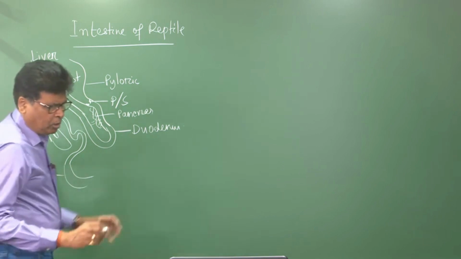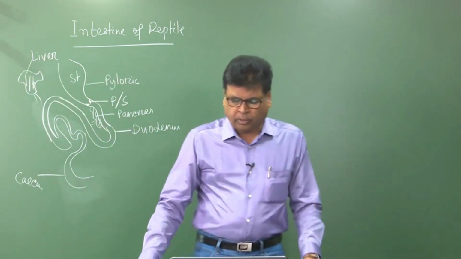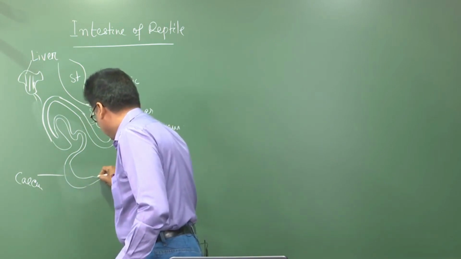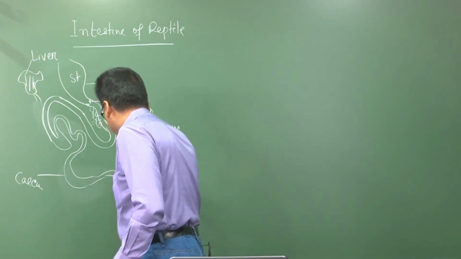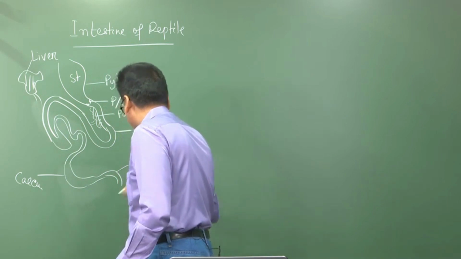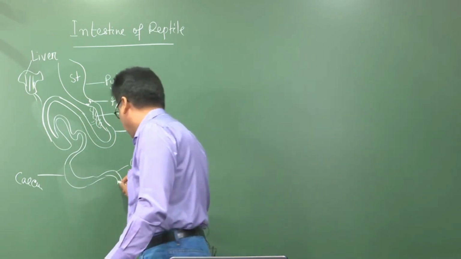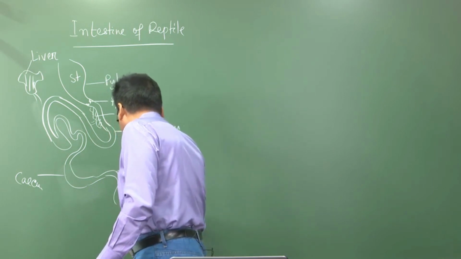Now, this will open to the cecum, and the cecum will continue to another tubular structure. This tubular structure is called the colon. The colon will finally open to a structure called the rectum. So, this is the rectum.